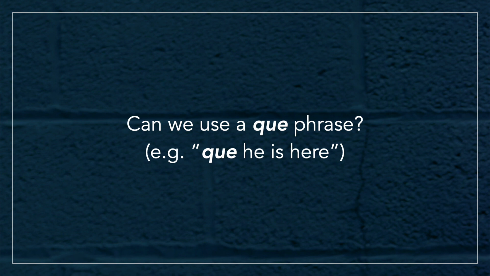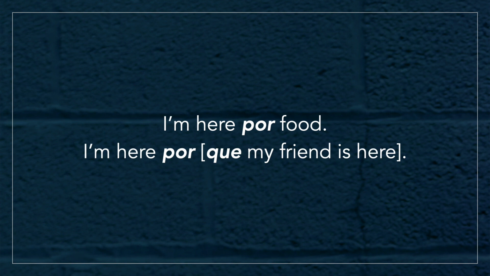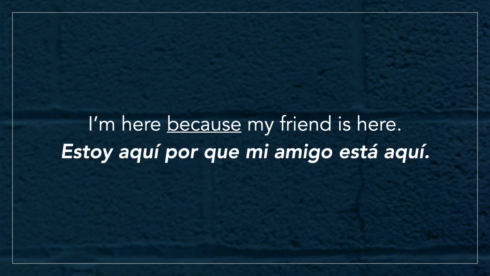Let's do that in the sentence we were just looking at. I'm here because of food could be replaced with I'm here because of que my friend is here. Here's what we get. Estoy aquí porque mi amigo está aquí. So let's take a second to study this and break this down a little bit. The word por is there to indicate the reason for something, and we can follow it with either a noun, por food, or with a que phrase, porque mi amigo está aquí.